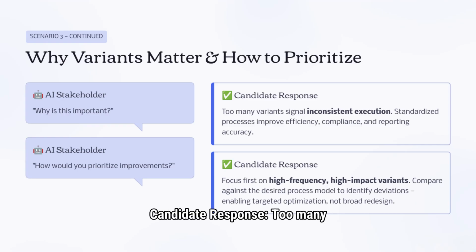Candidate response: Too many variants often indicate inconsistent process execution. Standardized processes usually improve efficiency, compliance, and reporting accuracy. AI stakeholder: How would you prioritize improvements? Candidate response: I would focus first on high-frequency variants creating the greatest business impact. Then I would compare them against the desired process model to identify deviations. This allows targeted optimization rather than broad process redesign.